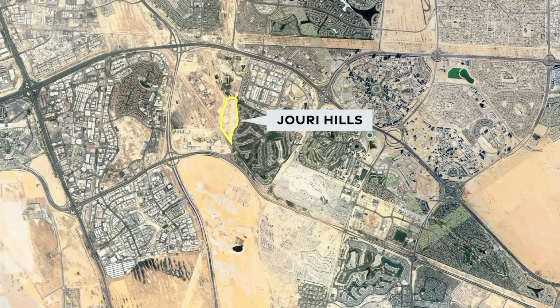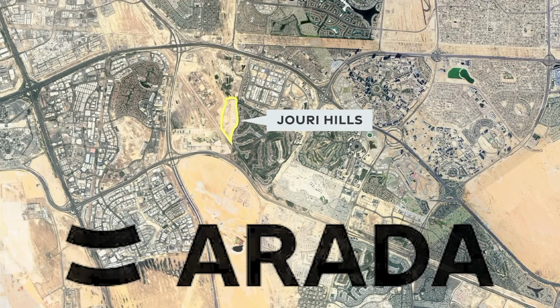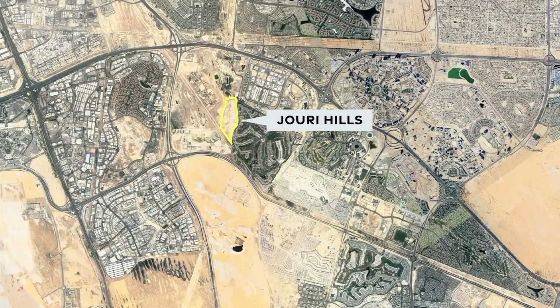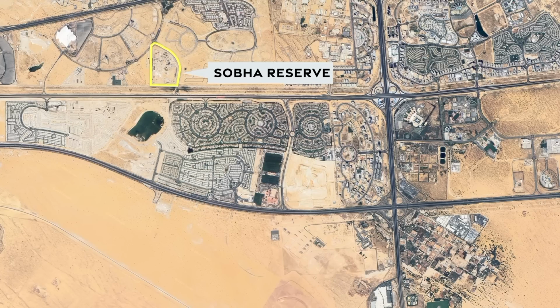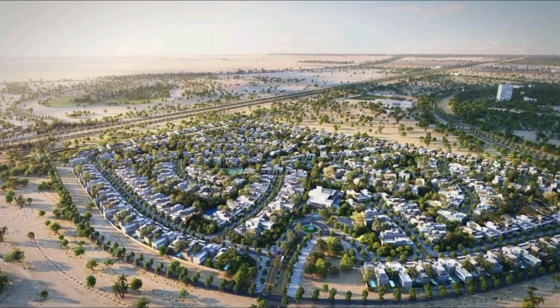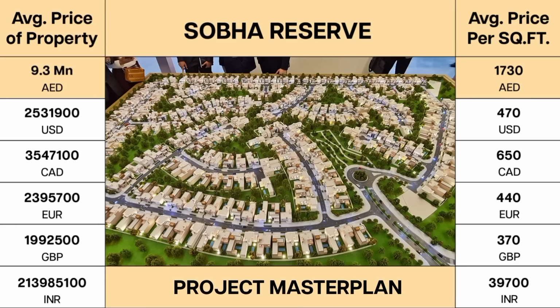Jumeirah Hills is a new community coming up next to Jumeirah Golf Estates by the developer Arada. Average price per square foot for units sold is at 1750 dirhams. Sobha Reserve is another new upcoming villa only community from Sobha near Global Village on Al Nahyan Street. Average price per square foot for units sold is at 1730 dirhams and an average price for a villa being at 9.3 million.